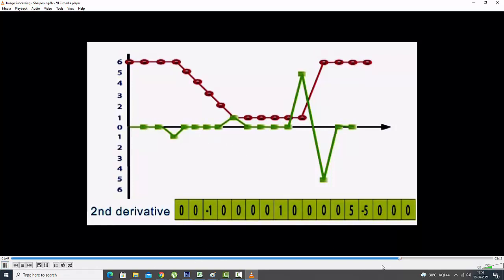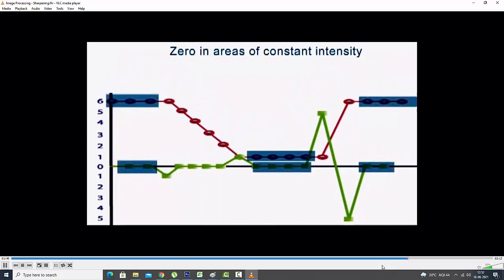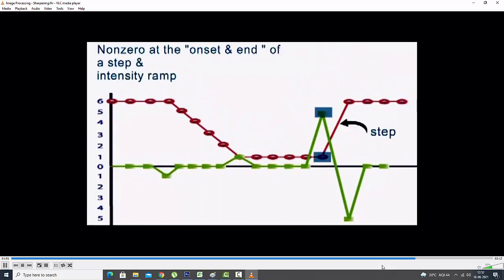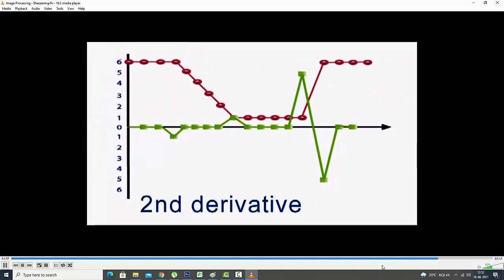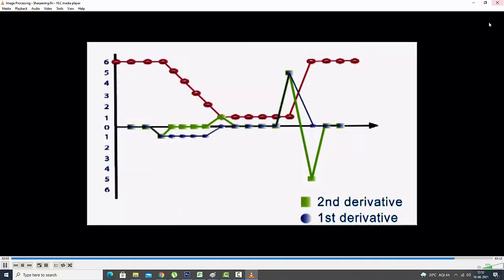Okay. So zero in areas of constant intensity. Non-zero at the onset and end of a step and intensity ramp. Zero along intensity ramp. Final result, both of the results are here.